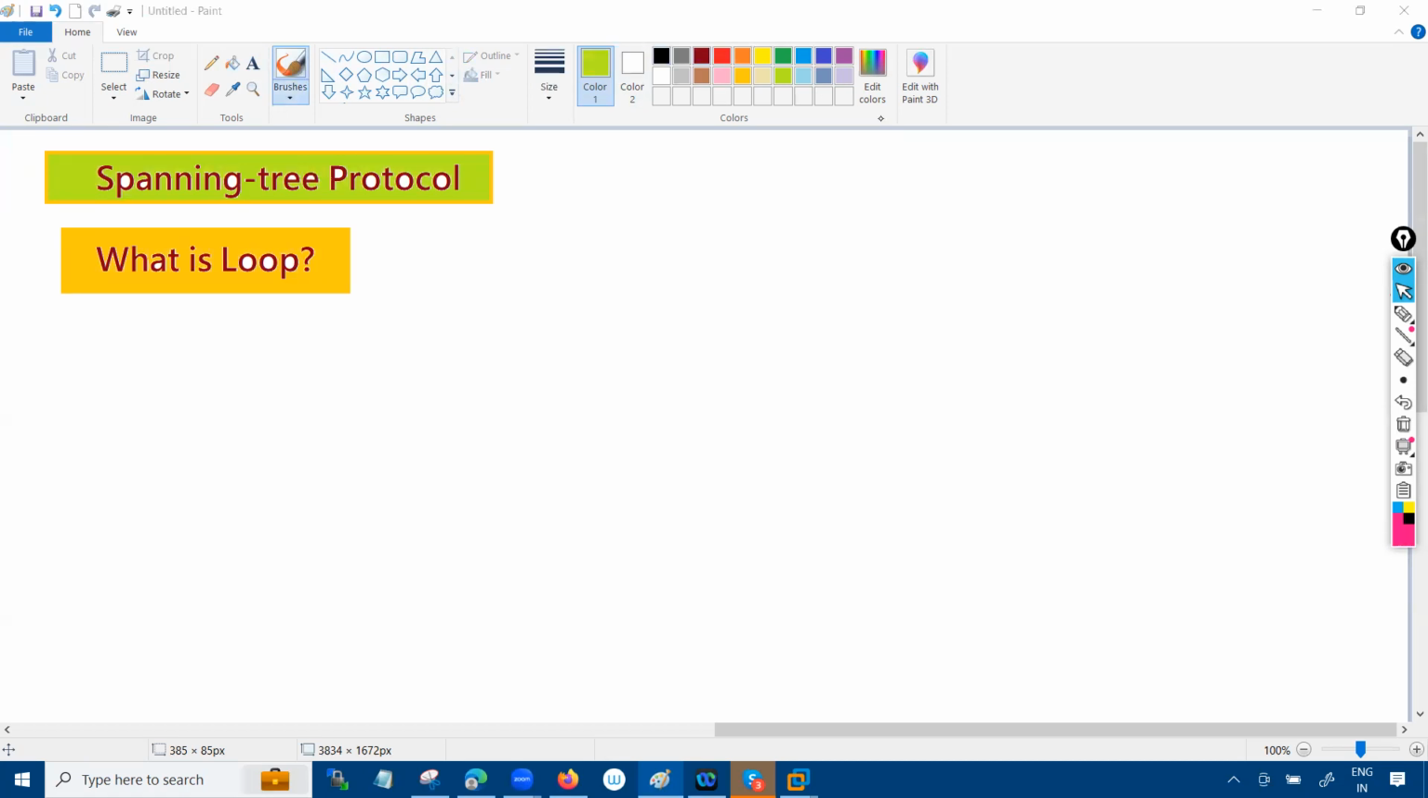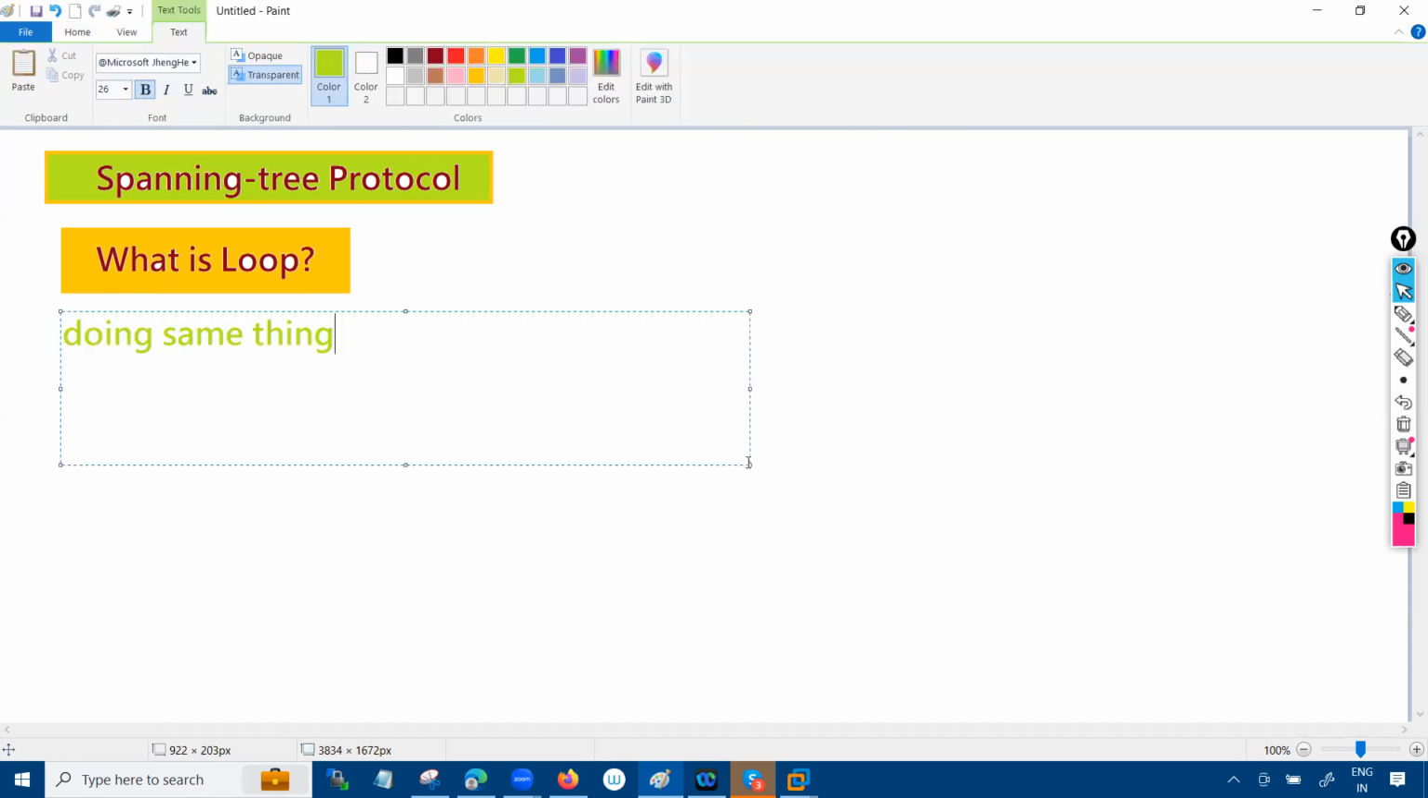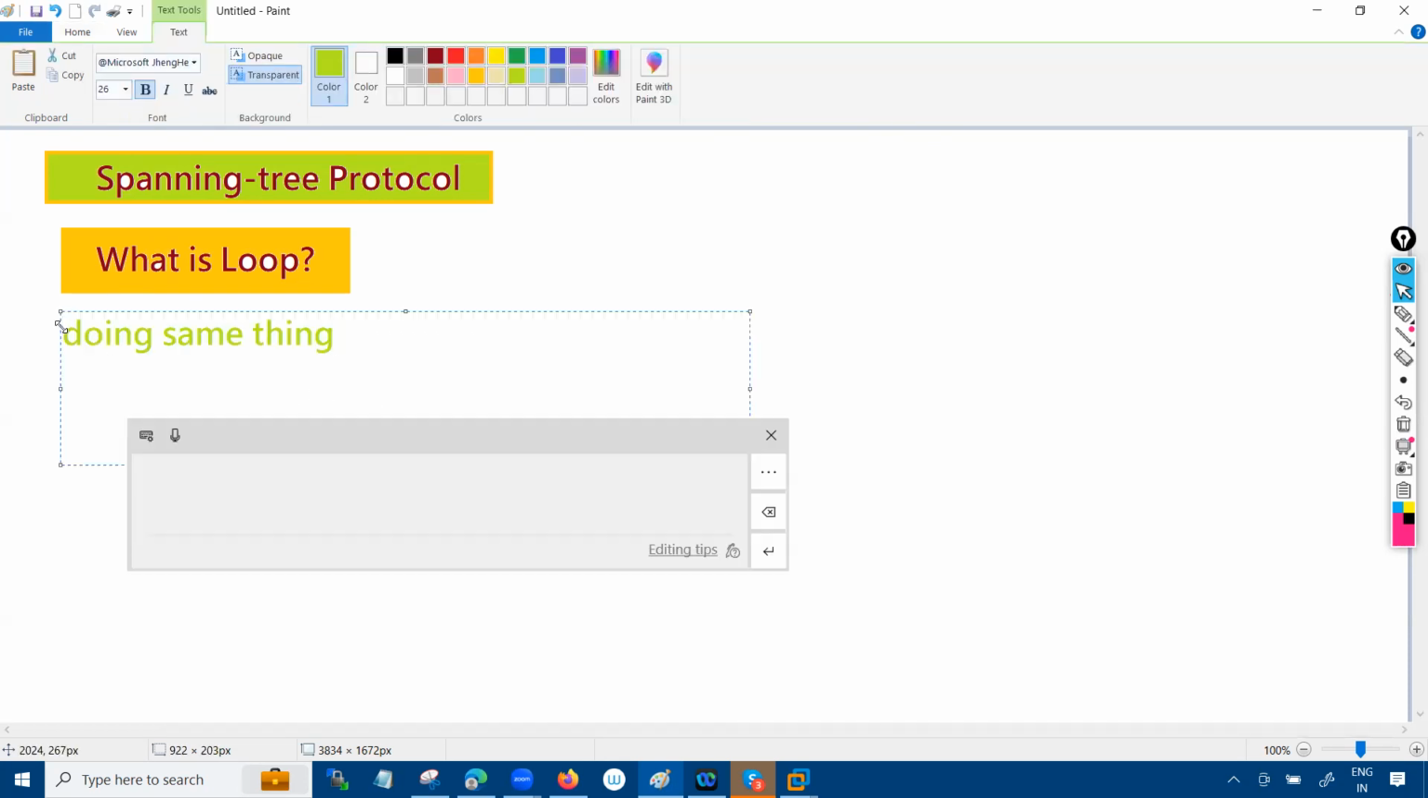I think a loop is, in simple words, a cycle or a circle, when something keeps happening around and around without ending. Doing the same thing, right? That's a good answer from Nisa. It's saying they're doing the same thing. That's right. Yeah, that's actually a good answer. Same thing, that's called a loop.